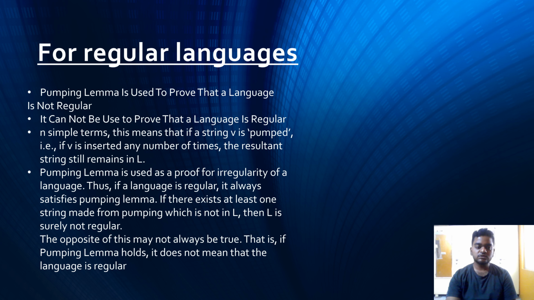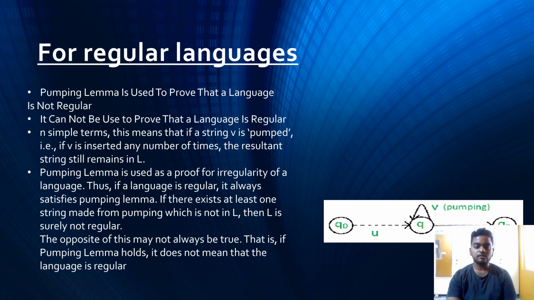Pumping lemma is used as a proof of irregularity of the language. Thus, if a language is regular, it always satisfies the pumping lemma. If there exists at least one string made from the pumping which is not in L, then L is surely not regular. The opposite of this may not always be true. That is, if the pumping lemma holds, it does not mean that the language is regular.